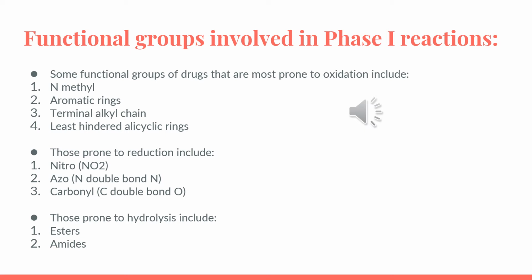Also, now to go on to the reduction reaction, the nitro NO2, the azo N double bond N, and the C double bond O, these three groups are very likely to undergo reduction reaction. For example, the carbonyl carbon, the C double bond O, can undergo reduction to get a C single bond OH, the alcohol carbon. Now, the two groups more likely to undergo a hydrolysis reaction include the ester and the amide.